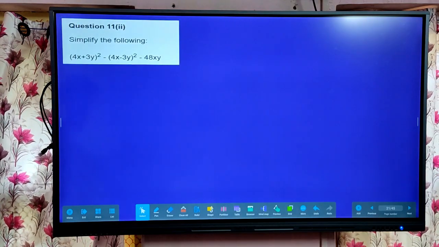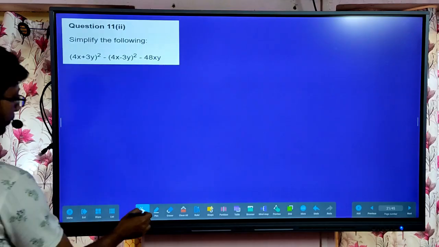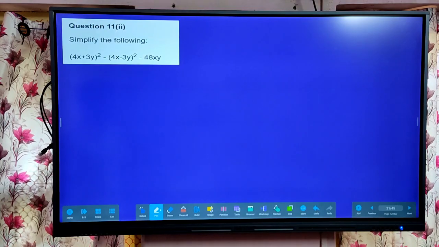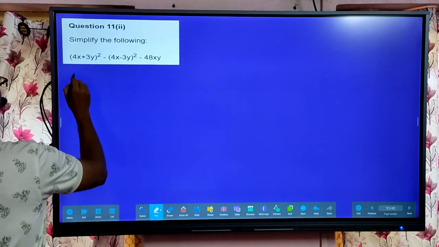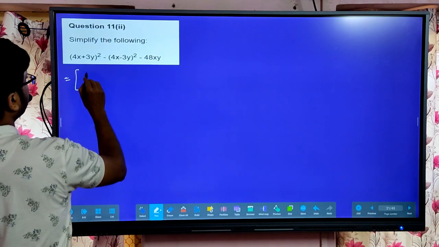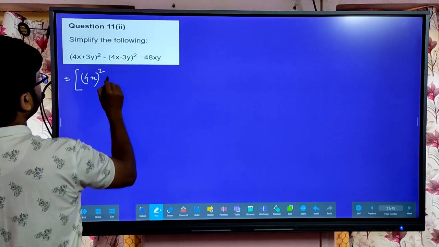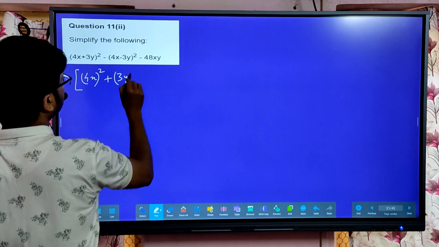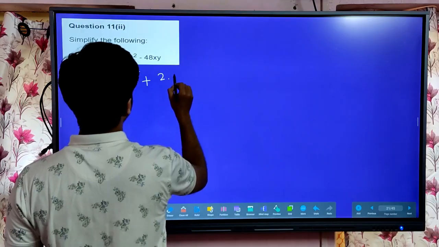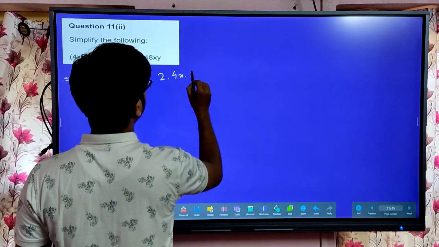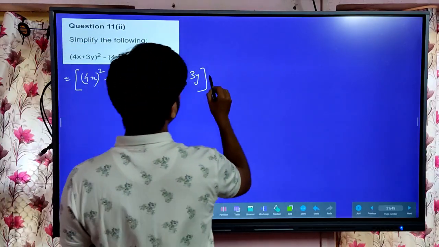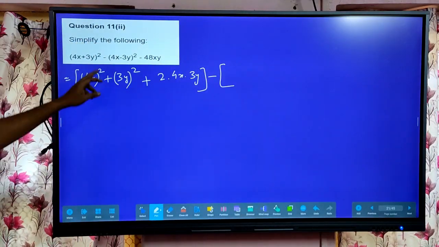Yes. So how to solve this? This will be a plus b whole square. This will be a minus b whole square, and 48xy will be separate. So you see, first let me write, this is 4x square plus 3y square plus a square plus b square is 2ab, 2 into 4x into 3y. So a plus b whole square. Then it is minus. This part is a minus b whole square.